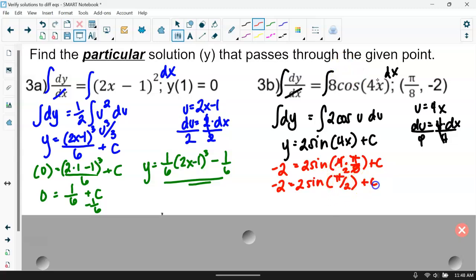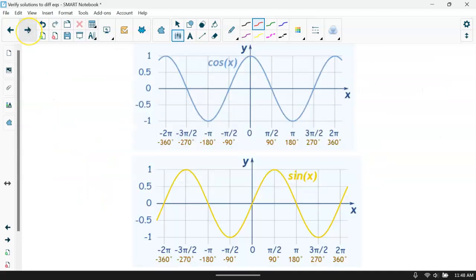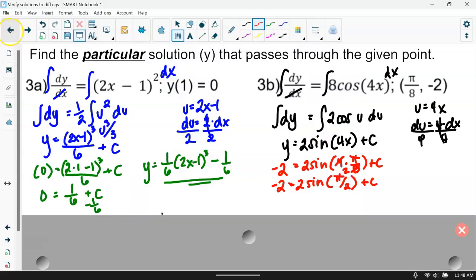So now we can refer back to our circle or to our graph, right? So sine of pi over 2. That's how we end up with from our unit circle as well, right? That sine of pi over 2 here is 1. So that means here, negative 2 is equal to 2 times 1, which is just 2, plus c.